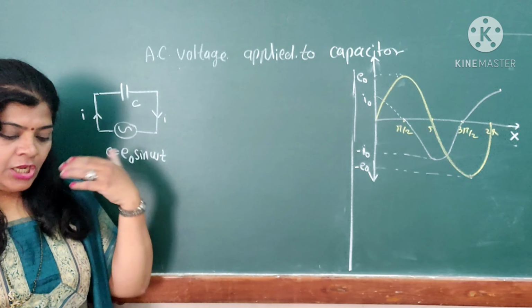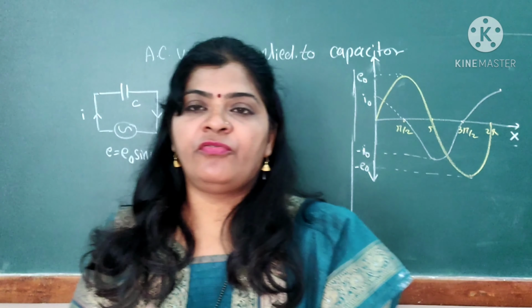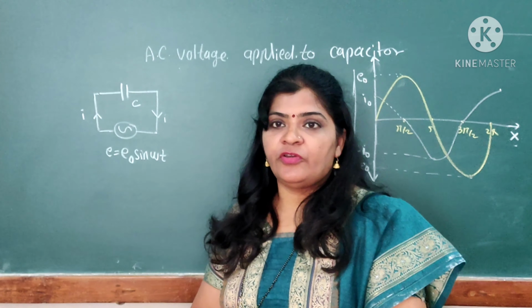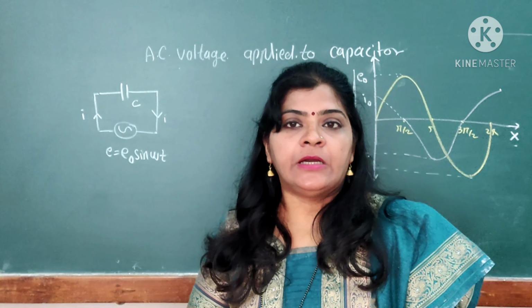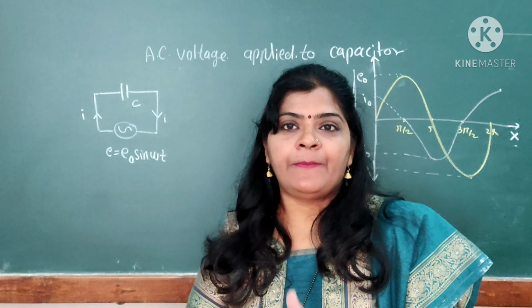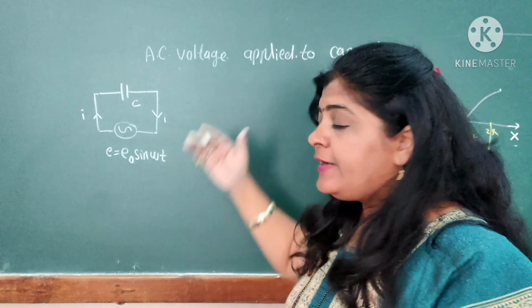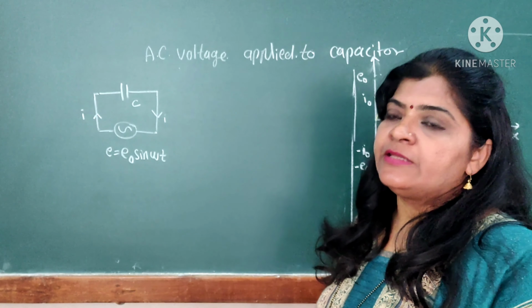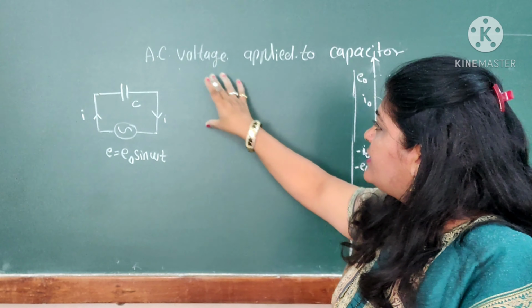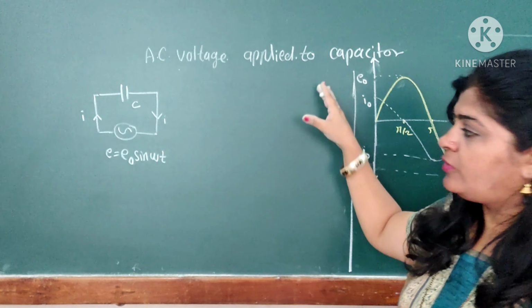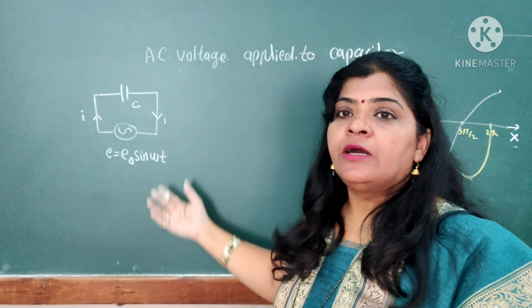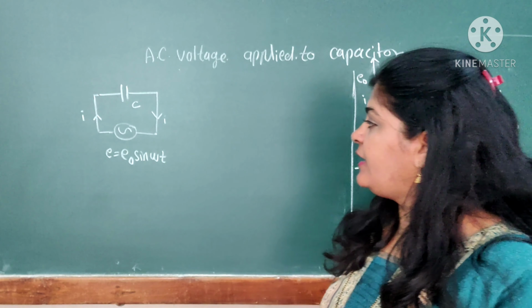This capacitor opposes the flow of alternating current flowing through it, and that opposition to the flow of the current is nothing but the capacitive reactance. That derivation we are also learning in this concept. First we are learning how this AC voltage is applied to the capacitor, and what instantaneous current equation we will get here.